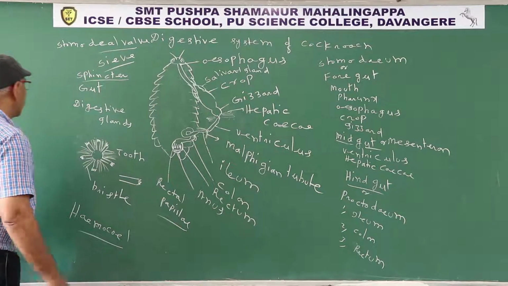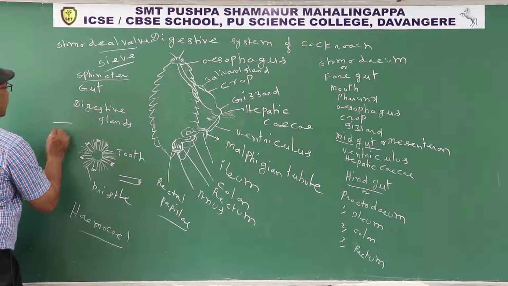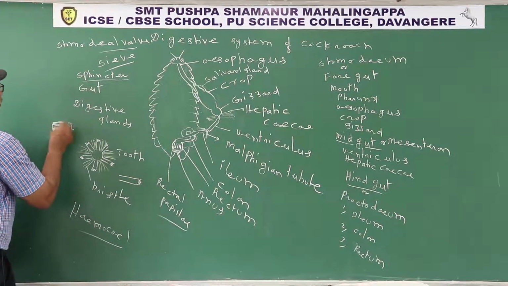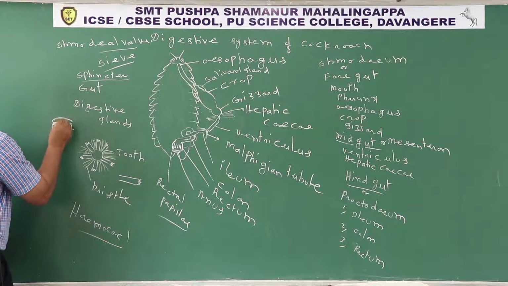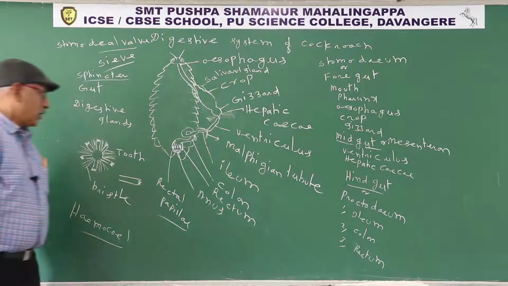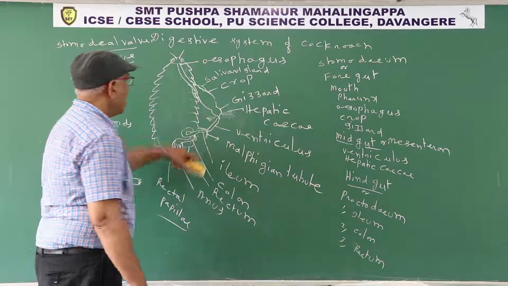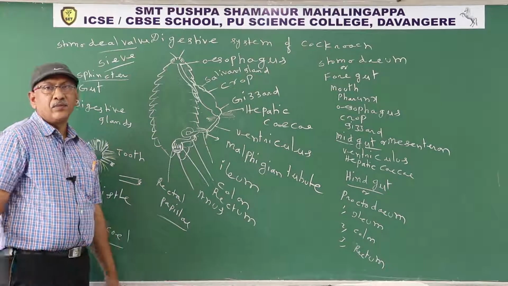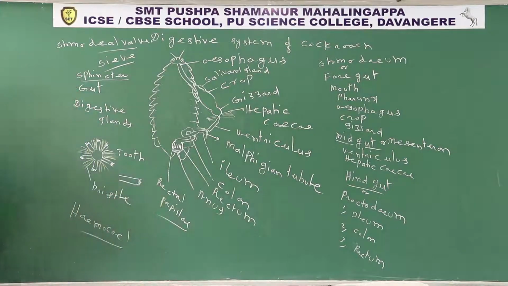We already discussed anus is present just below the 10th tergum. Just below the 10th tergum, anus. So this is about alimentary canal. Digestive glands.